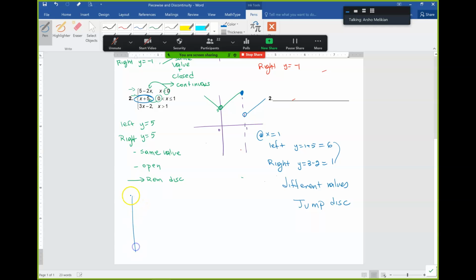To summarize, if it's different values, it's jump. If it's the same y value, then you have two possibilities. Open means removable. Closed means continuous.